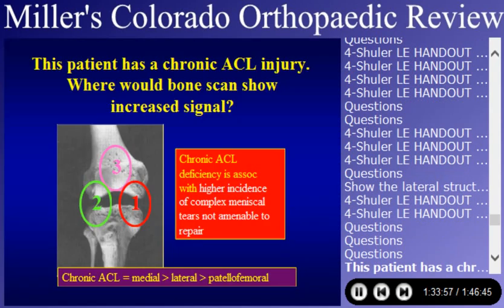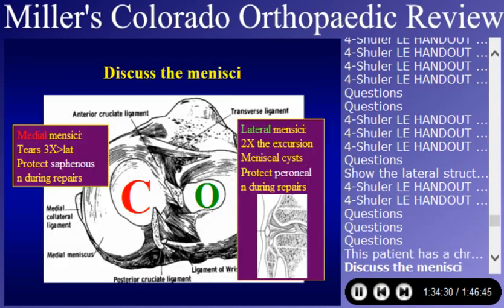Patient has chronic ACL injury. Where would the bone scans show increasing signal? One of the things they love to do is to fool you and do tests that we're not doing necessarily in residency, but something that they think you should know. So a bone scan for chronic ACL injury, where are you going to have increased signal uptake? Number 1, medial compartment. Number 2, lateral compartment. And third, then, is the patellofemoral compartment. So chronic ACL goes from medial, lateral, patellofemoral as far as degenerative changes. This is also the reason why we do the debridement or repair. And also the ACL fixation.